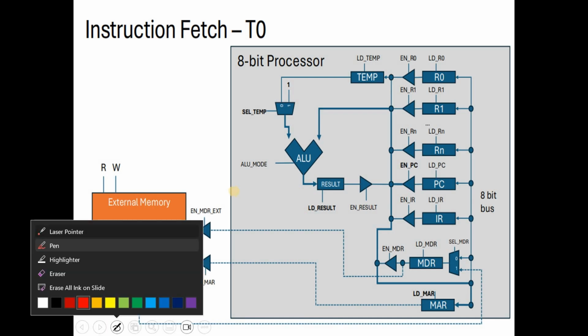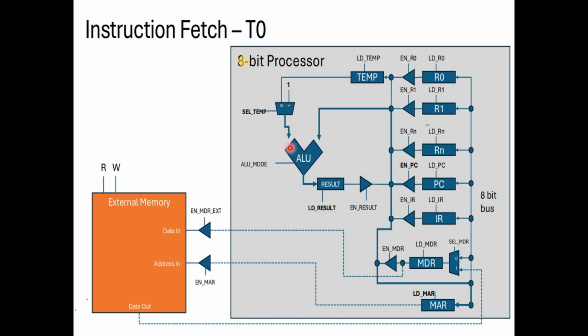So in this video we are going to understand how a simple 8-bit processor fetches an instruction from memory using a single bus architecture. Okay, so let me first explain this diagram a little bit. What you see over here is an 8-bit bus, and it is connected to many components, as you can see.